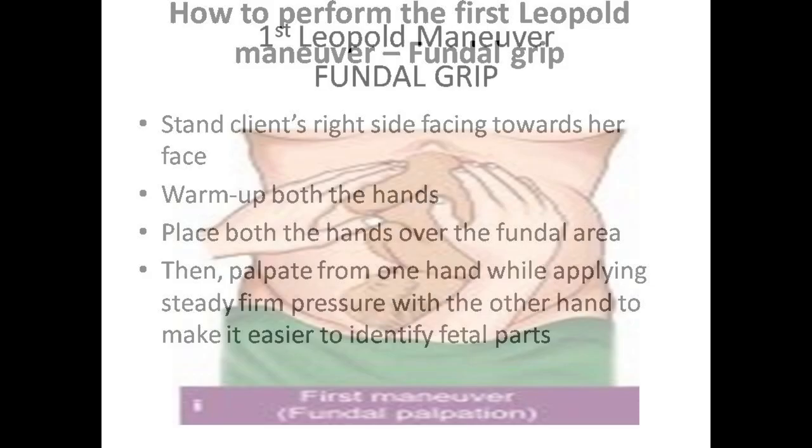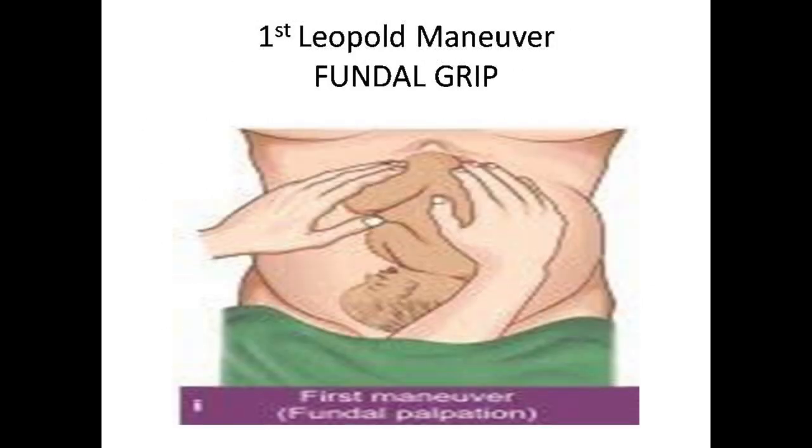So this is how the first Leopold maneuver, that is the fundal grip, is performed. As you can see in the image, you are going to stand on the right side of the mother facing the mother's face. Then you are going to place both hands on the uppermost part of the abdomen of the mother. With the help of one hand, you apply steady pressure, then begin palpating with the other hand, so that you can easily feel the fetal parts.